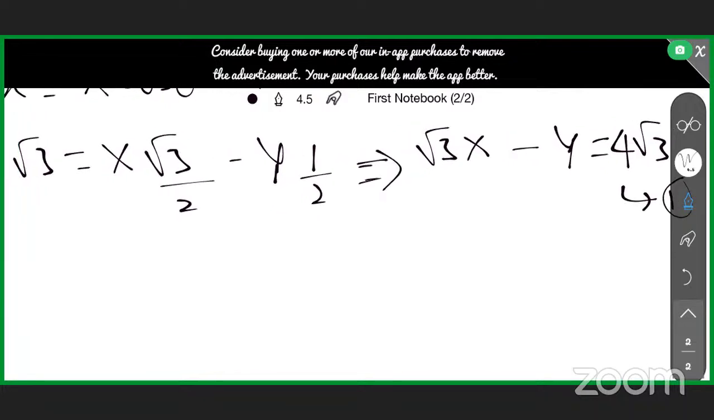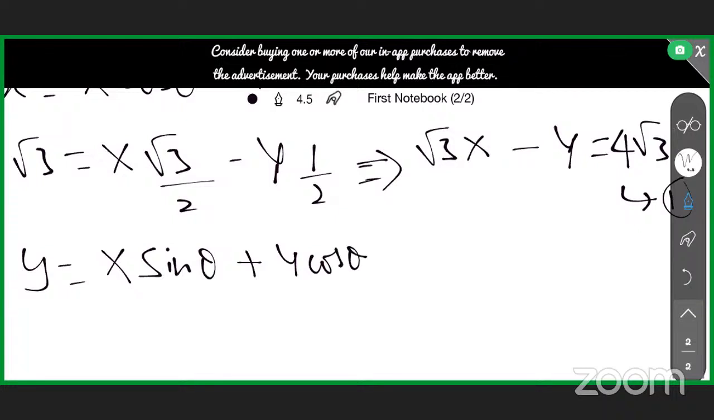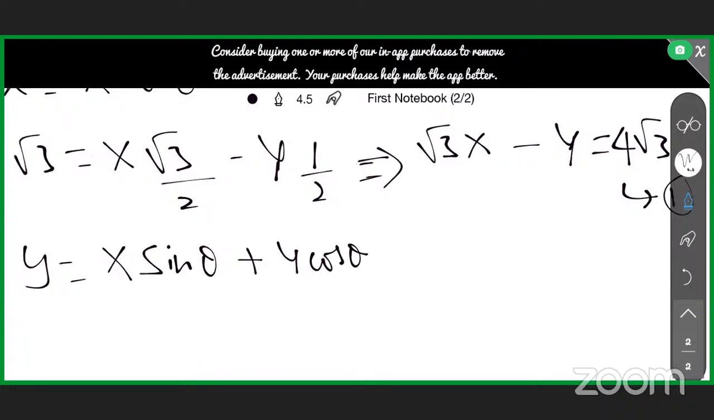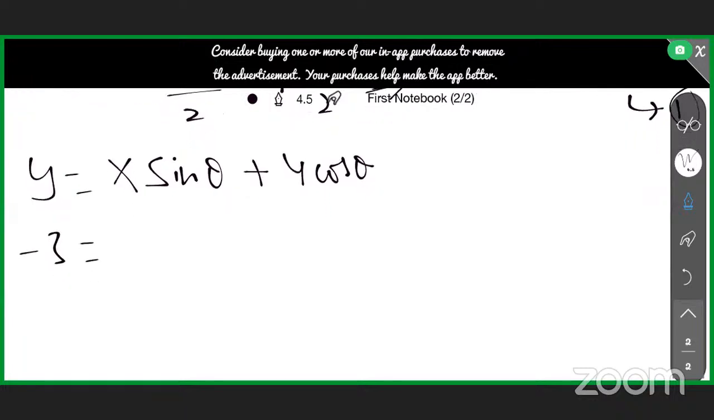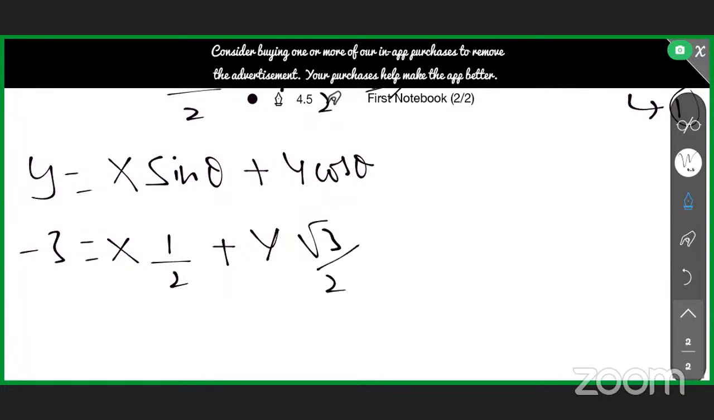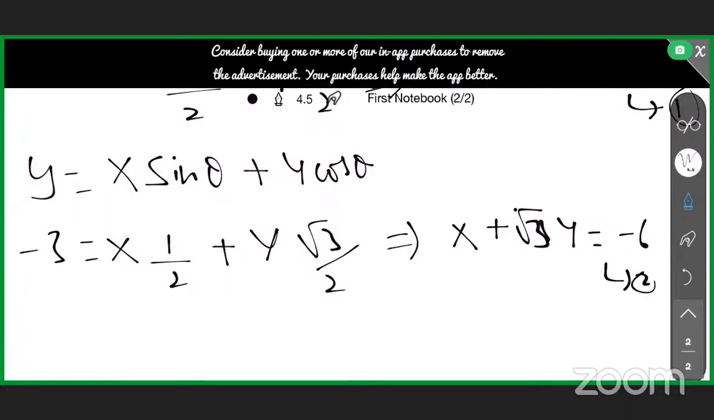Now take y. y is equal to x sin θ plus y cos θ. What is my y value that they have given? My y value is equal to minus 3, they have told. So take this equation now: x into 1 by 2 plus y into root 3 by 2. This becomes x plus root 3y is equal to minus 6. So take equation 1 and equation 2, solve it.